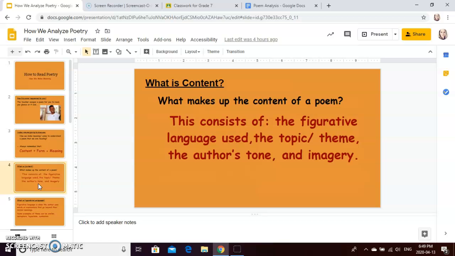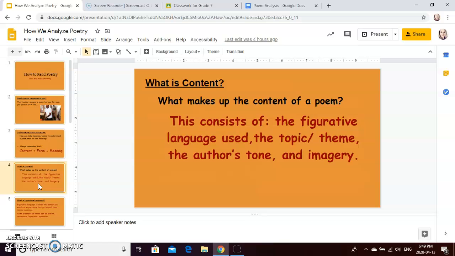The next one is the author's tone. And again, as we discussed in the previous lesson, there is a difference between tone and mood. The author's tone is how the poet himself feels about his subject matter. Mood is how we feel the poem. So what makes up the content of a poem is the author's feeling towards the subject matter that he's discussing in the poem, or she.